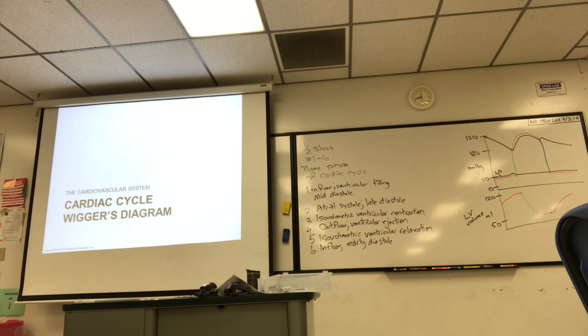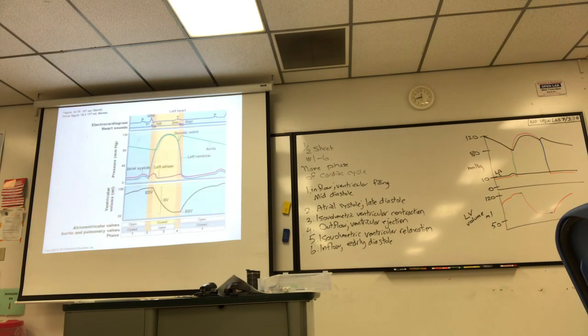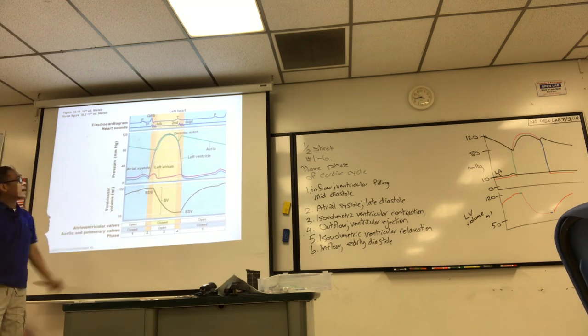So when I taught the Wiggers diagram, what I just drew on the board, this is, I would say, one of the figures, if there's one figure I could choose that you need to master for the next test, this is it. Everything is here. We have left ventricular volume. We have pressures of different things, the aorta, the ventricle, and the atrium on the left heart. We have the heart sounds, the left up, I did mention that.